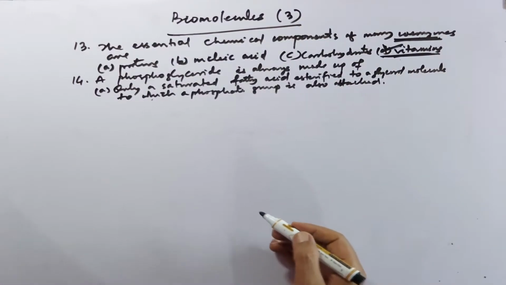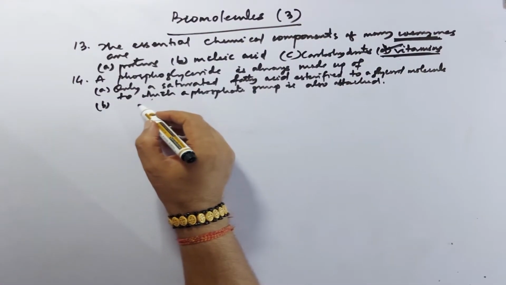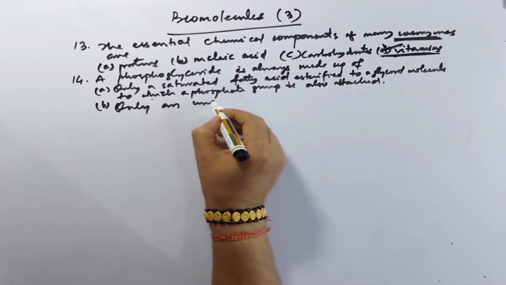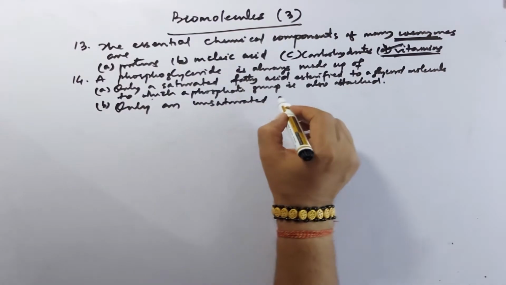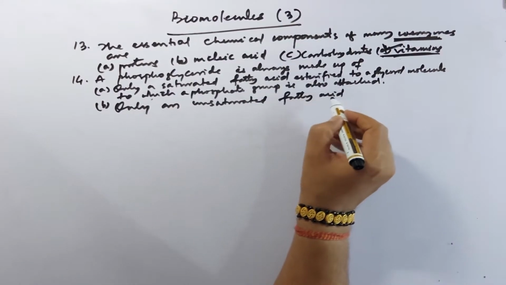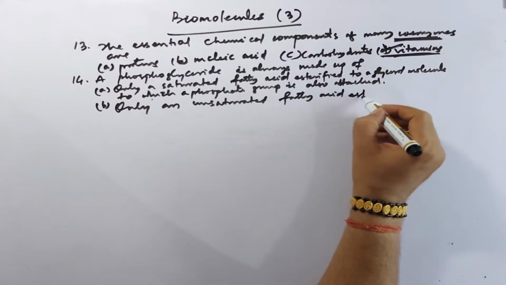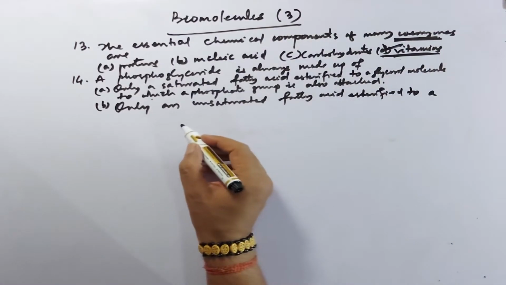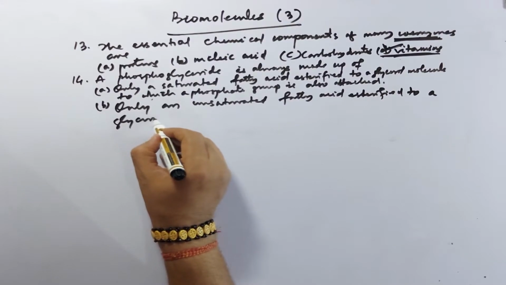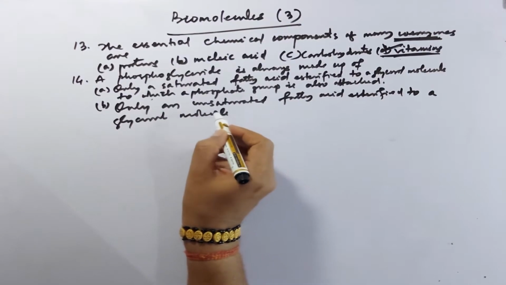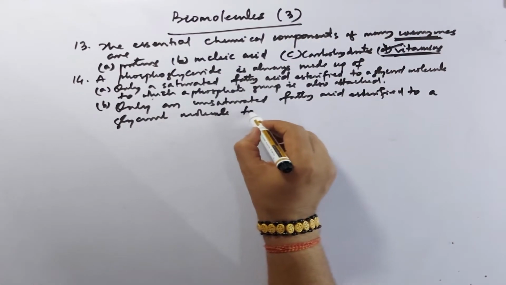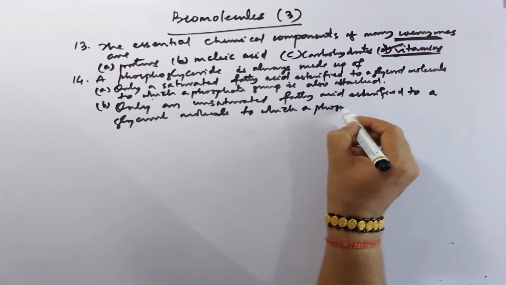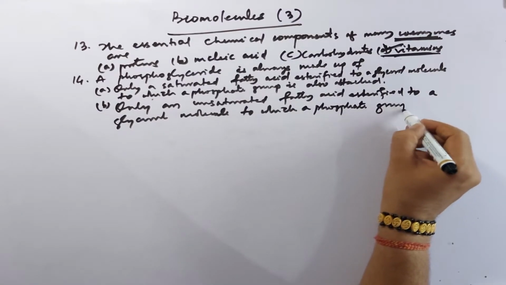Then the second option is only an unsaturated fatty acid esterified to a glycerol molecule, to which a phosphate group is also attached.